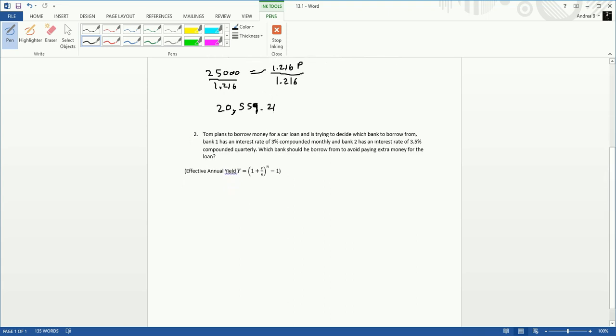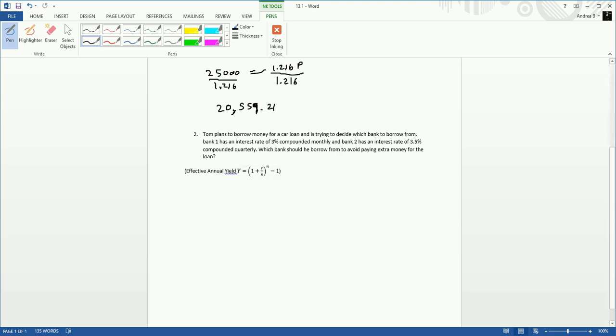Number two, we're doing something a little bit different. Here we have Tom plans to borrow money for a car loan and is trying to decide which bank to borrow from. Bank 1 has an interest of 3% compounded monthly, and Bank 2 has an interest of 3.5% compounded quarterly. Which bank should he borrow from to avoid paying extra money for the loan? So in that last problem, we were trying to figure out how much he needed to invest in order to get to the $25,000. In this case, we have two different banks we're working with, trying to figure out which one is the better deal.